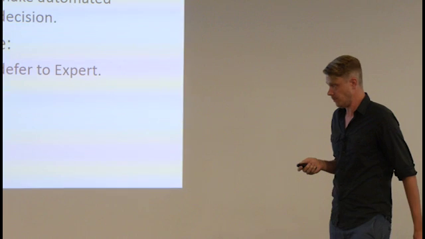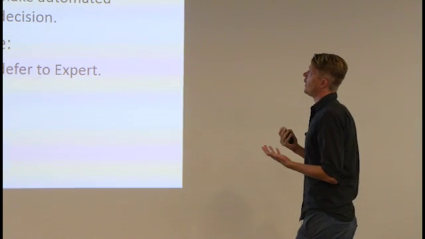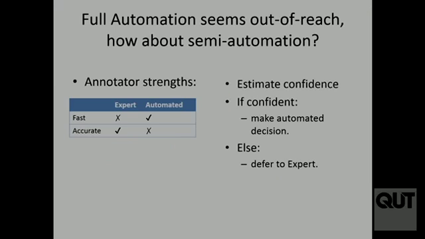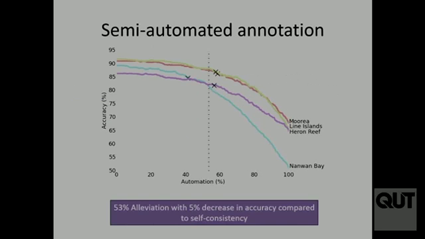Now it turns out there are other things you can do. If fully automated seems out of reach, maybe we can do semi-automated annotation. We can easily devise a scheme where, if the classifier is confident, it makes a decision, and if it's not, you defer to the expert. So you could make trade-off plots showing the level of automation and the accuracy. This is again for this data set with these four locations: Moorea, Heron Reef, and Nanwan Bay.